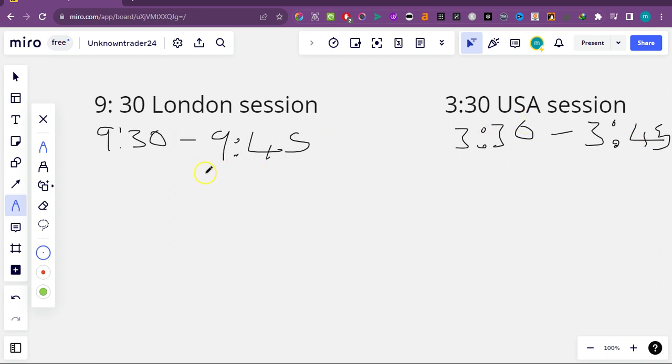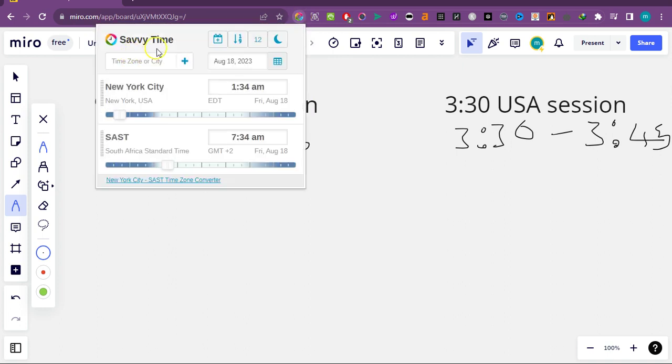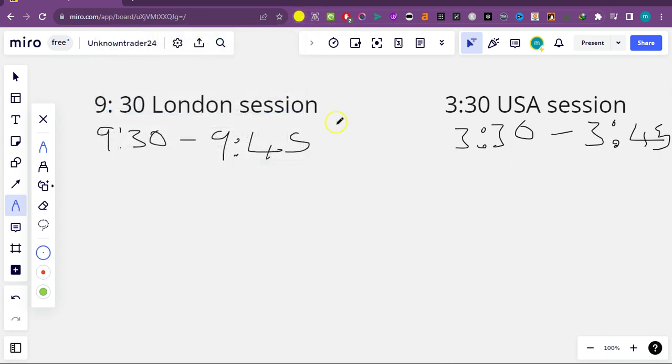So please just use a time converter. Here I use a survey time converter to convert times. You can put in South African time and your own country, and it will give you the exact times. It's just a Chrome extension. You can install it and it will help you.